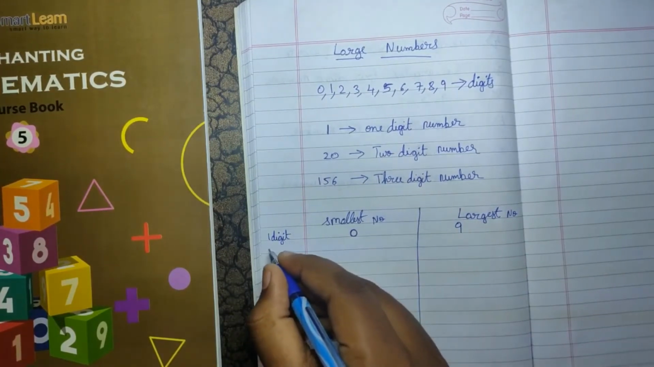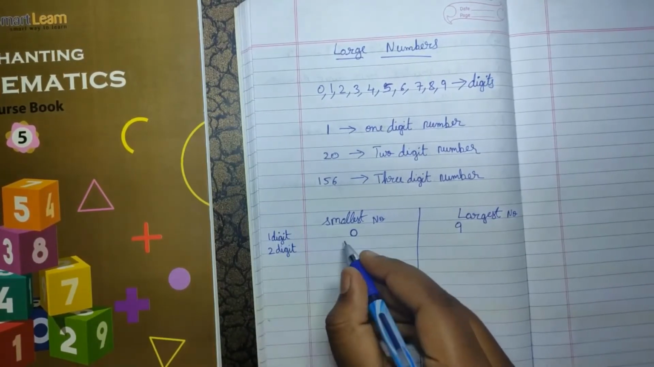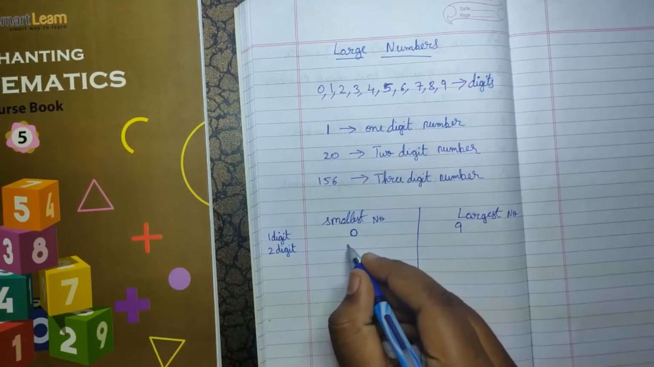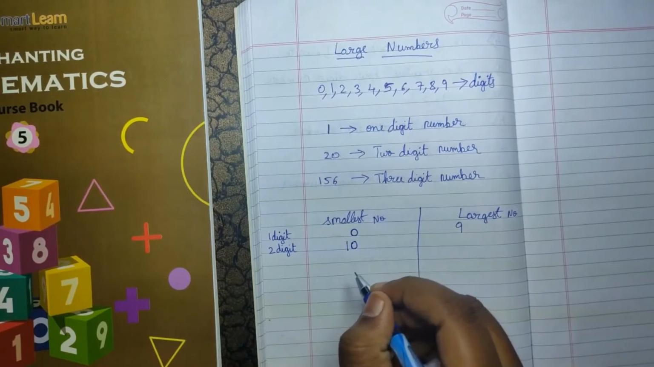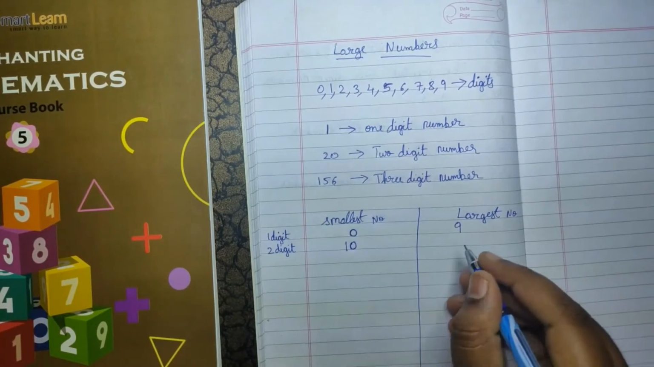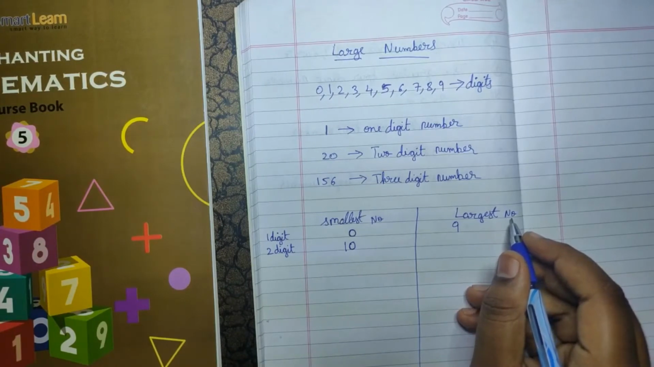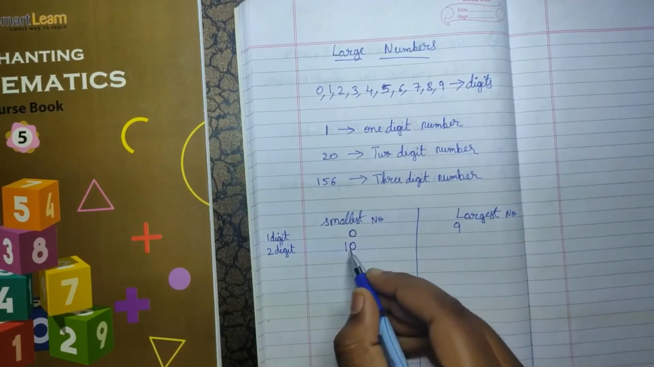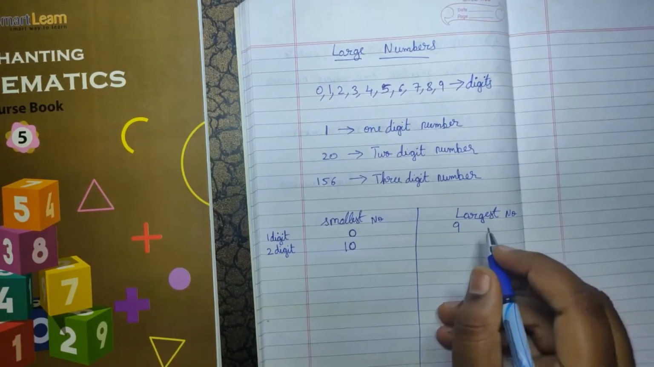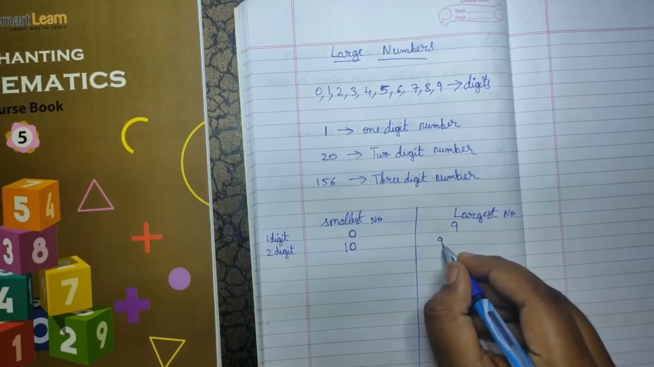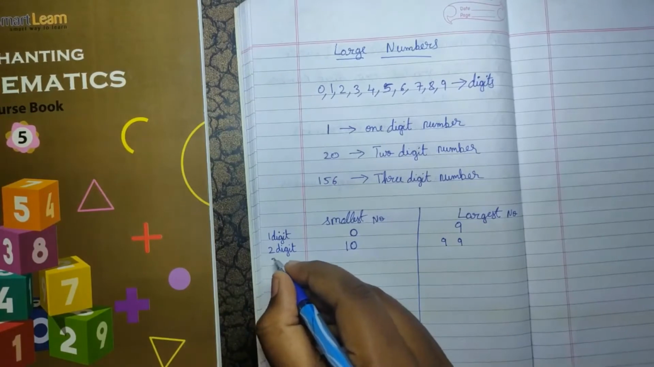Next, the 2 digit smallest number will be 10. For this 0 I should add 1 before the 0, so 10 is the smallest 2 digit number. What will be the largest 2 digit number? It is 99.